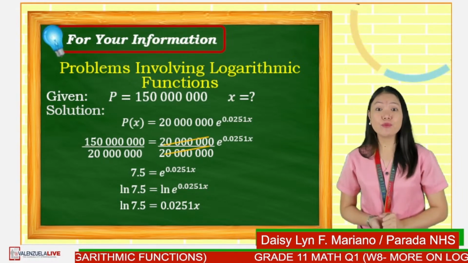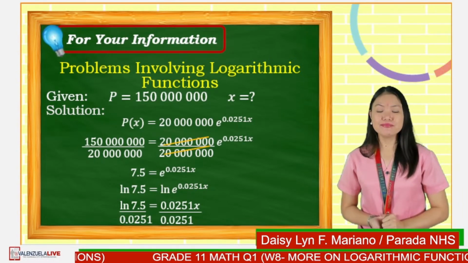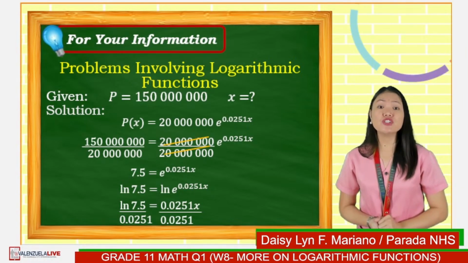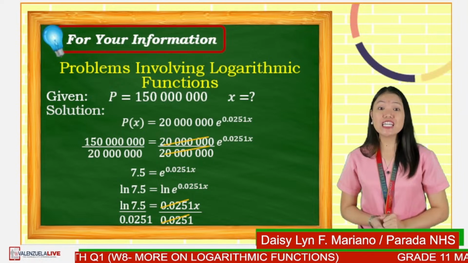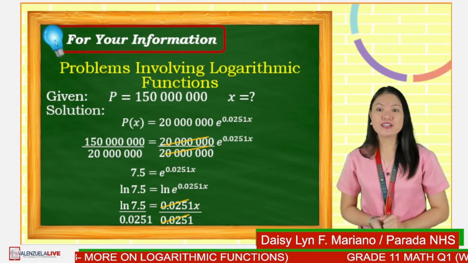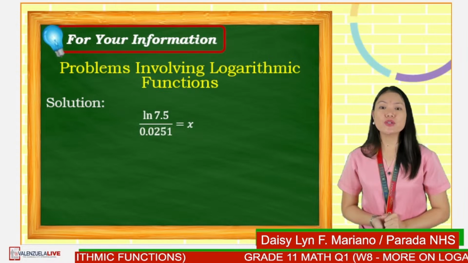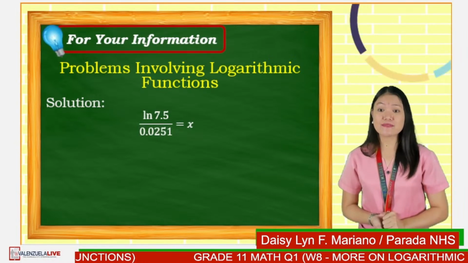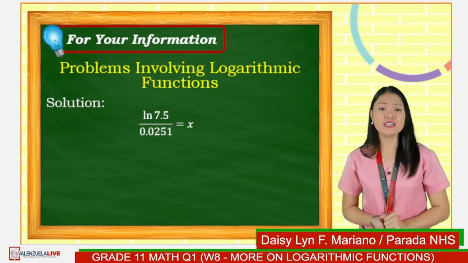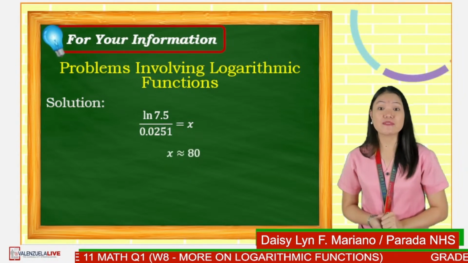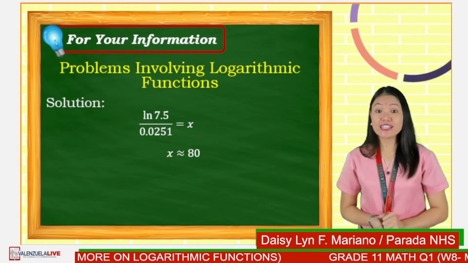Then divide both sides by 0.0251. 0.0251 in numerator and denominator of the right side of the equation gives an answer of 1. So we have ln of 7.5 over 0.0251 is equal to x. ln of 7.5 divided by 0.0251 is approximately equal to 80. So we have x is approximately equal to 80.